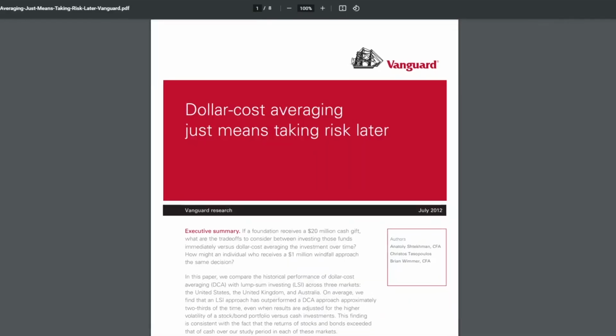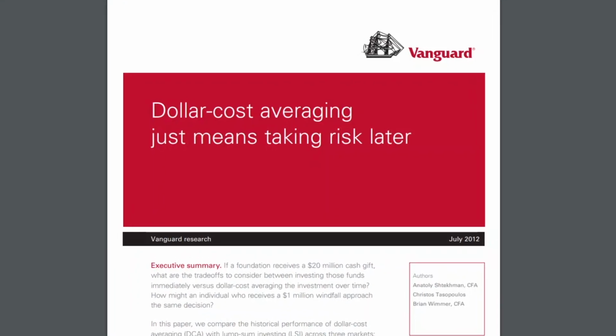But why is this happening? And more importantly, what can we actually learn from this? Well, if you were paying attention, then you might have noticed the title of this research, which is a bit of a giveaway. Dollar cost averaging just means taking risk later. This literally explains why it loses out to lump sum investing. It works exactly the same as the classic phrase, time in the market beats timing the market.